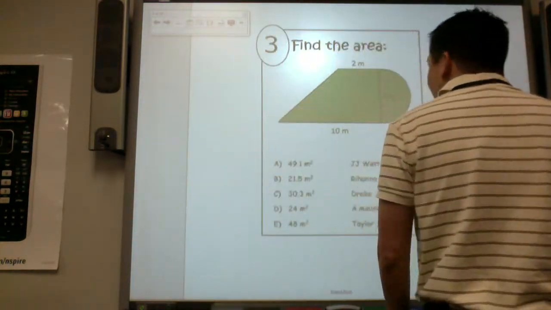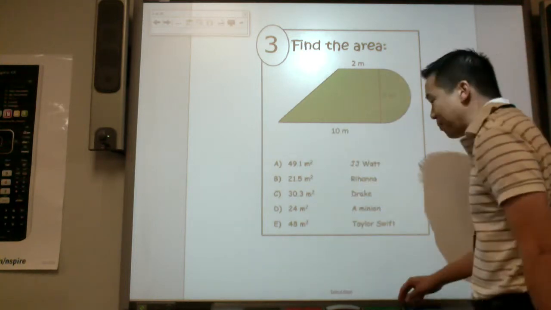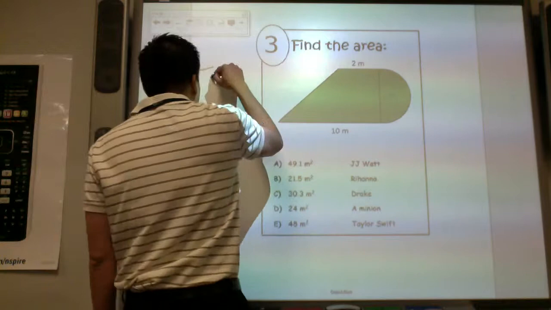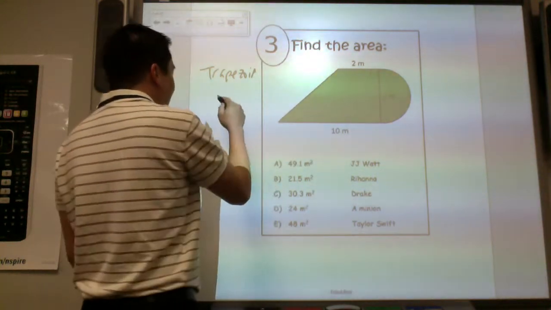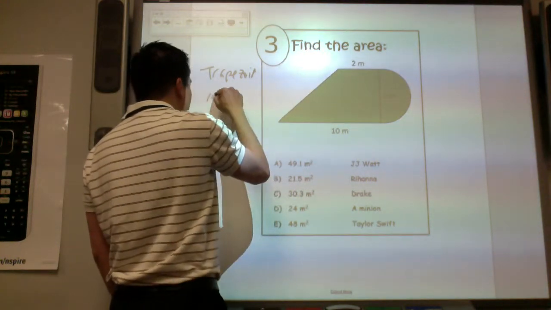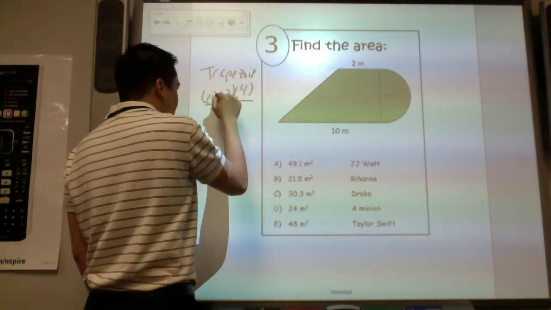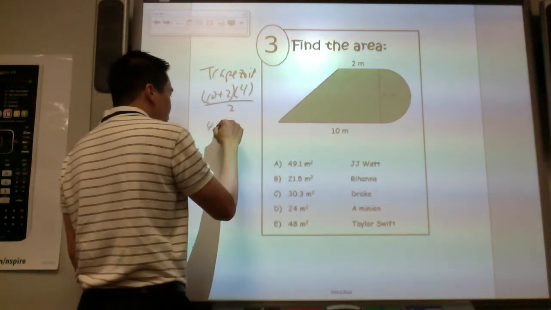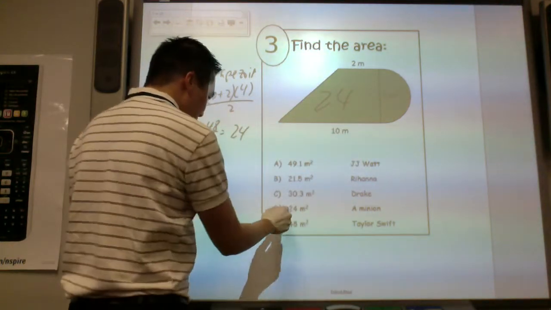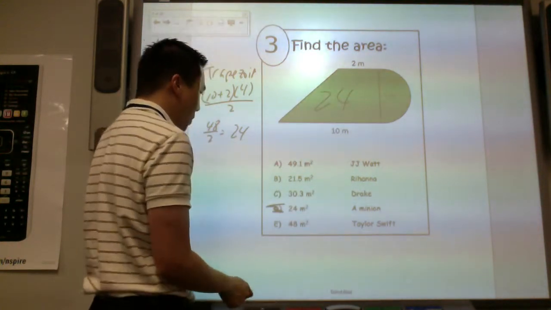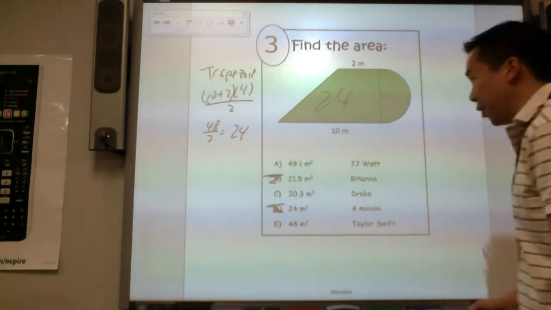Number 3. What two shapes do you see here? I see a semicircle and a trapezoid. So let's find the area of the trapezoid first. In this trapezoid, again, I add up the two bases, which are 10 and 2. I multiply it by its height of 4, then divide by 2. That's 12. 12 times 4 is 48, divided by 2. The area of this is 24. D will not be the answer. And I almost can predict, B will not be the answer, it's too small. I can almost predict C will be out.